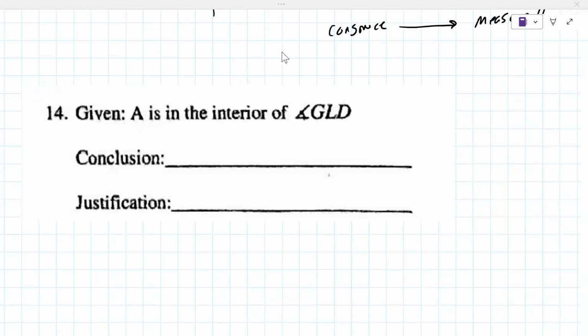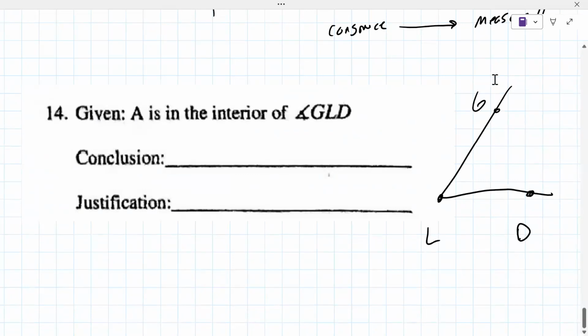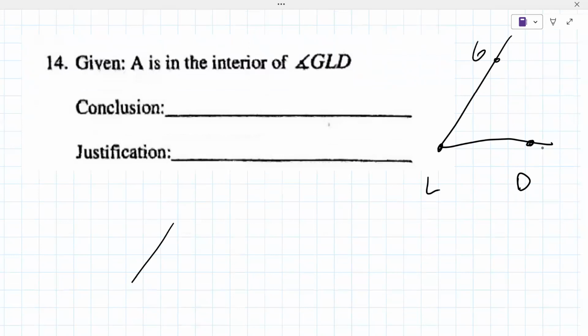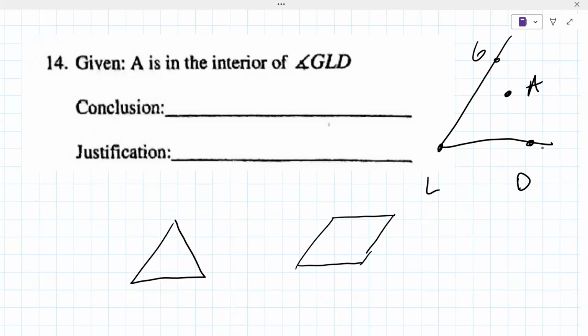Okay, next question, the last one here on the page. Given A is in the interior of angle GLD, so there is GLD. Now, one thing you have probably noticed me doing tonight is drawing the angles always the same. You really want to get in the habit of always drawing things the same for consistency. You'll do this again when you draw triangles. If you start drawing parallelograms, just keep drawing them the same. Don't mix it up, it will get confusing. So A is in the interior. There's A, yay.